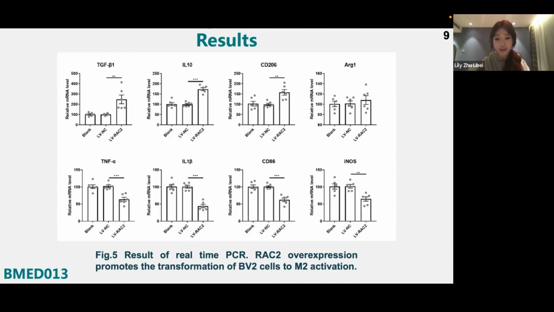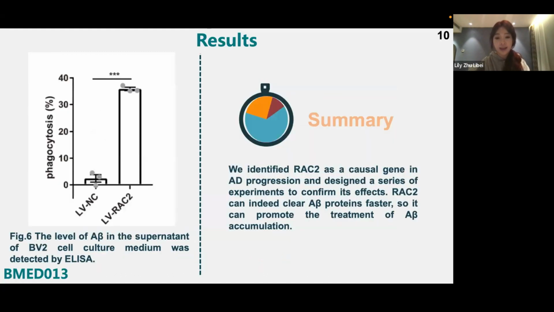Real-time PCR data show that the typical cytokines indicating M2-type activation were increased. At last, A-beta burden BV2 cells were used as the AD cell model, and ELISA analysis shows that RAC2 overexpression did make the microglia clear the A-beta protein faster.